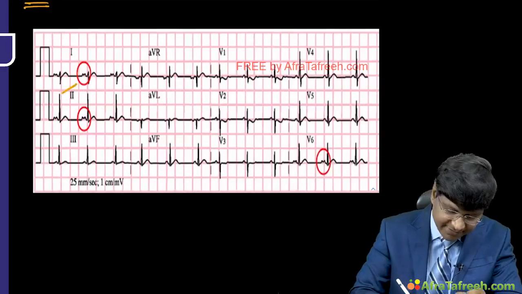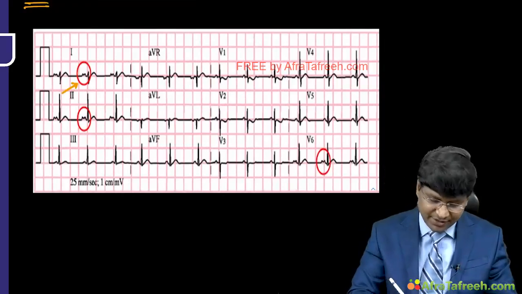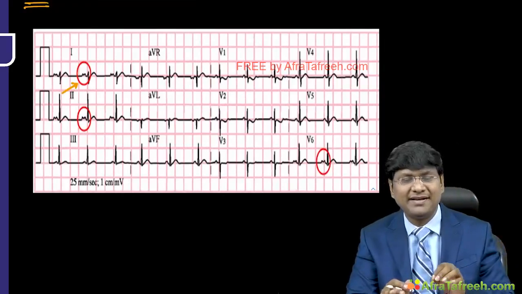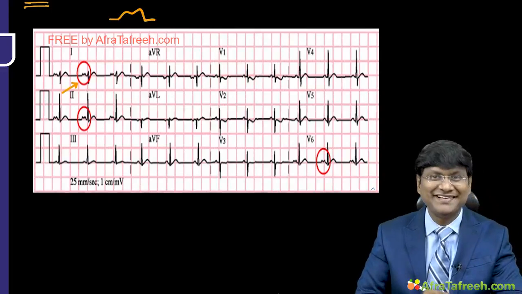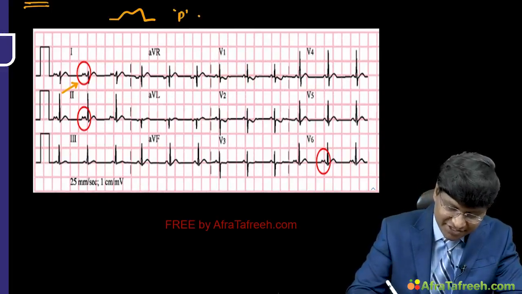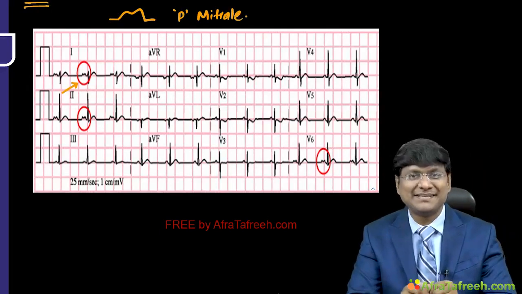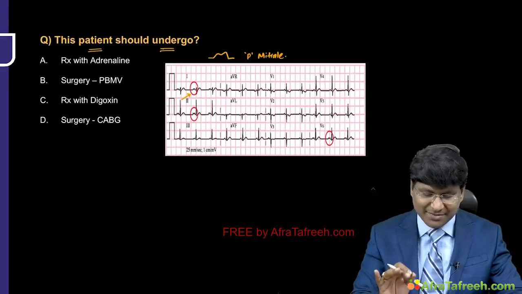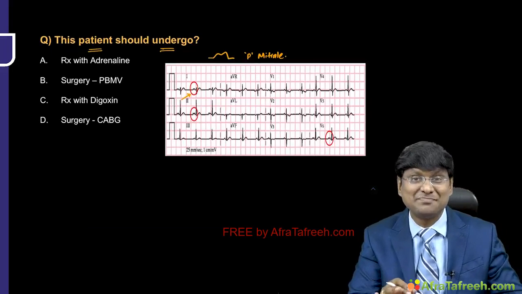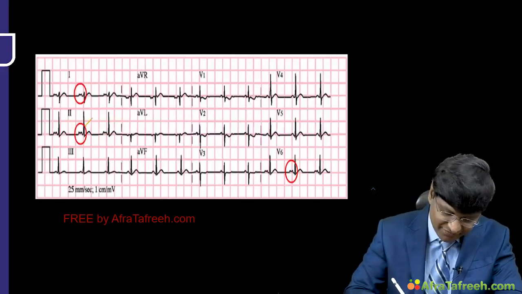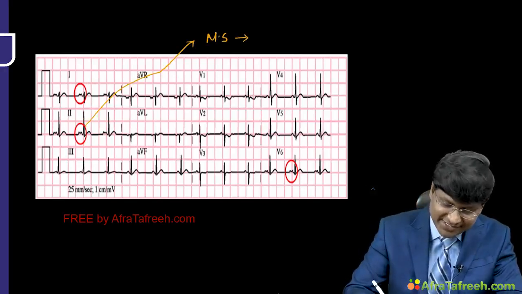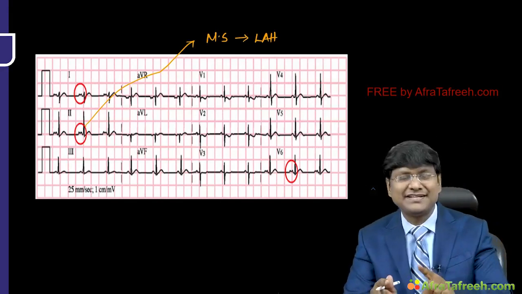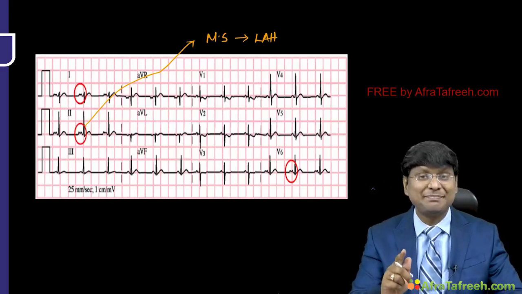If you clearly observe, the abnormality in the P wave here is that it is M-shaped. If the P wave is M-shaped, we call this P mitral. You come across P mitral in the clinical scenario of mitral stenosis. In mitral stenosis there will be left atrial hypertrophy, and whenever there is left atrial hypertrophy, you come across P mitral.